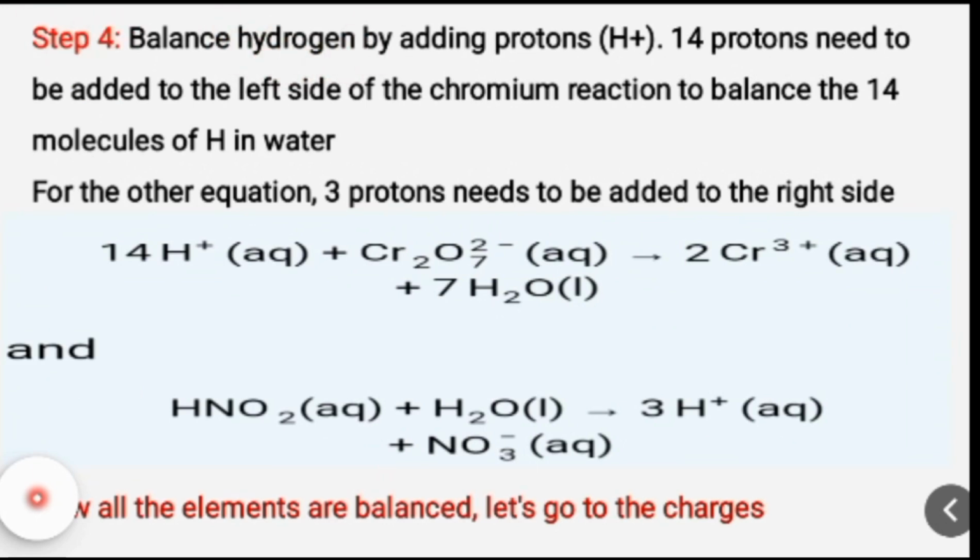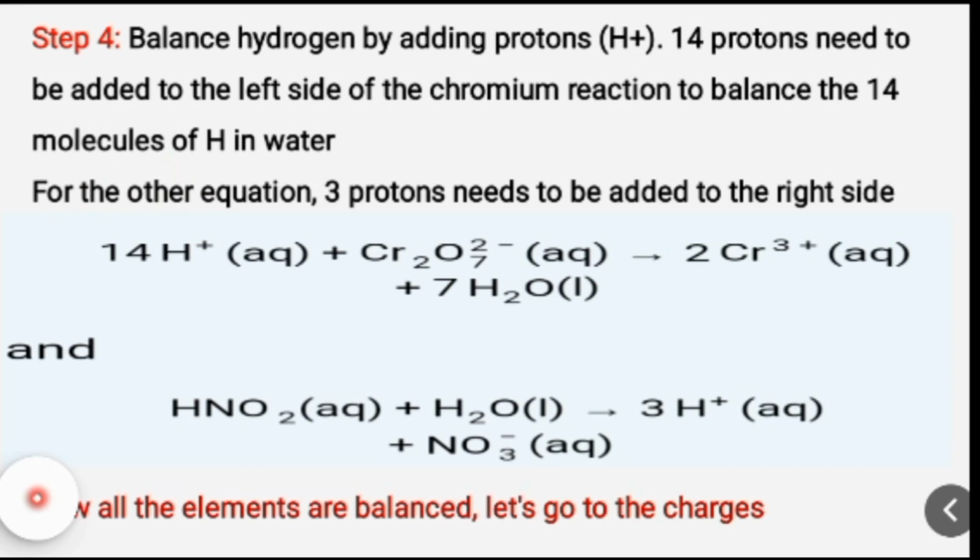So step 1 is separate the reactions. Step 2, balance every other element. Step 3, balance oxygen using water. Step 4, balance hydrogen by adding the proton H+. Now we see that we have 14 molecules of hydrogen here on the right hand side. To balance it on the left hand side, we're going to add 14 hydrogen protons.